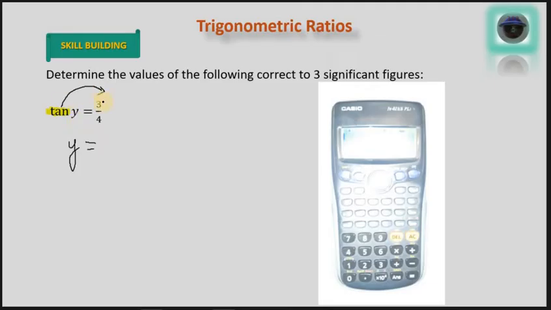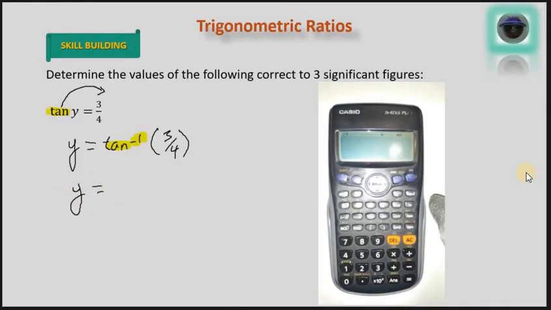When we transpose tan, it goes over as what? That's correct. Tan goes to the other side of the equation as tan inverse. But the tan inverse of what? The value that's already over there, which is 3/4. And so y is equal to tan inverse of 3/4. Now let's look at how we do that in the calculator.